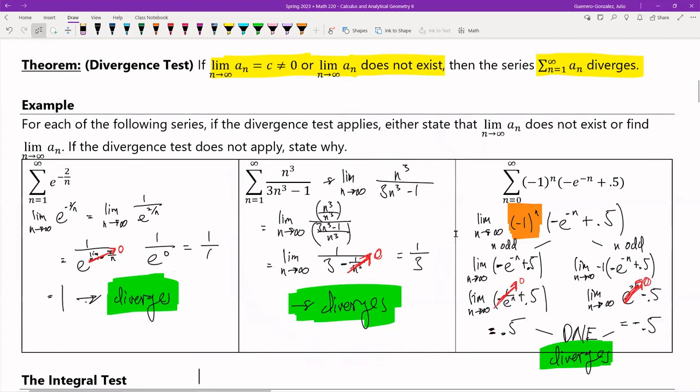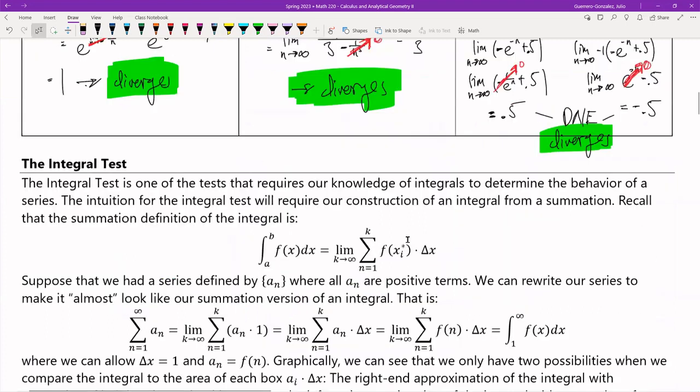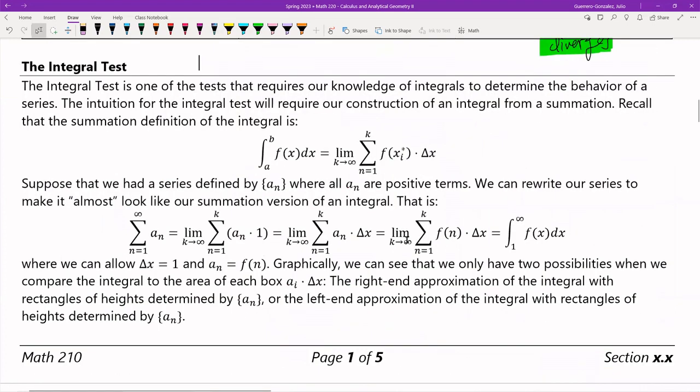Okay, cool. Let me move on to the next one, the more heavy-hitting one. That one's the integral test. Excuse me, got a little bit of a dry throat there. The integral test is one that requires our knowledge of integrals to determine the behavior of series, okay?